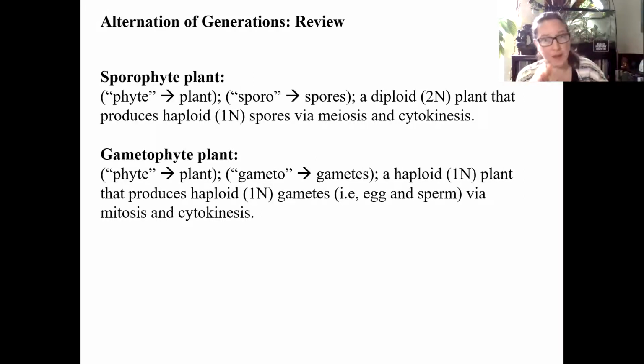And I just want to point this out because some of you still are getting these wrong on assignments. The sporophyte plant makes spores, guys. It makes spores. And those spores grow into the gametophyte plant. The gametophyte plant makes gametes, egg and sperm. Okay.